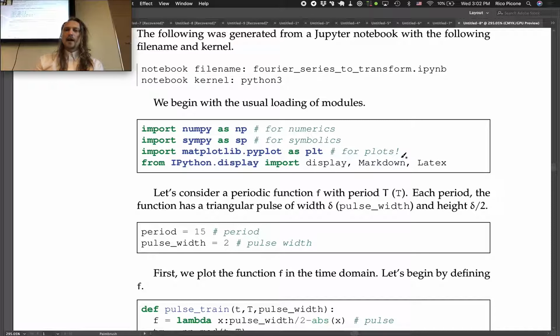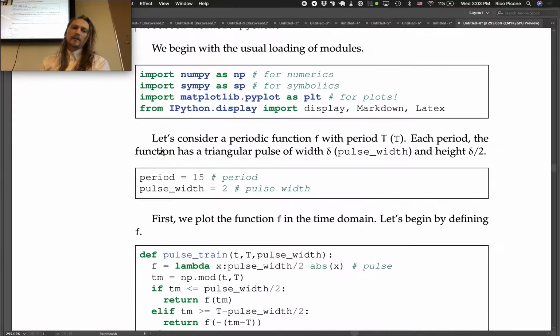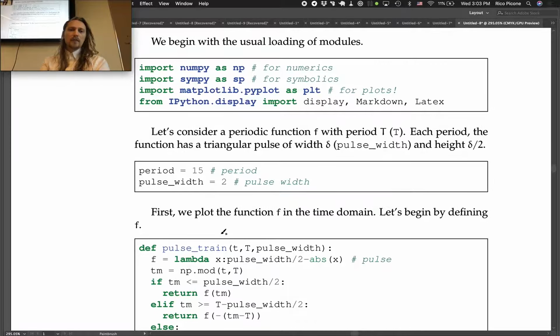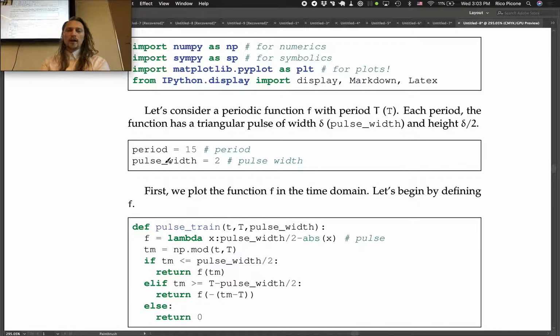So let's consider a periodic function f with period t. Each period, the function has a triangular pulse of width delta and height delta over 2. Okay? So for this example here, I'll have the period defined as 15. I actually do several periods in the plot that we'll look at. This code just shows you how to do it for one frequency instead of 3 frequencies. Okay, so pulse width will define as 2.